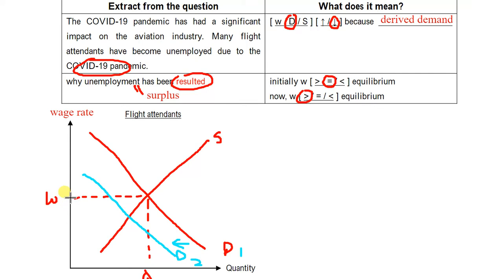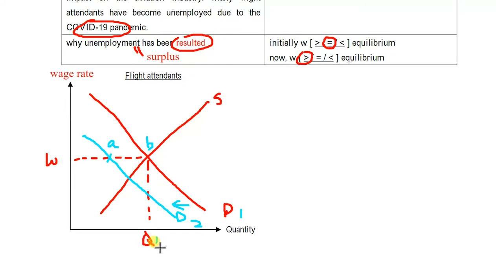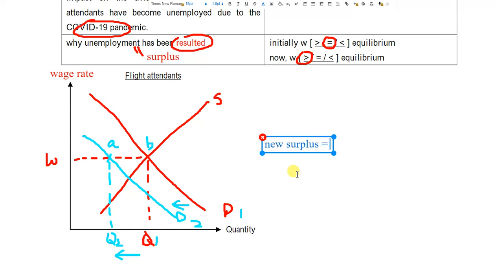We can keep the W here, and if you go from left to right, there are 2 points, A and also B, that you may find. Q2 should be equal to A or B. It must be the smaller one, right? And that's why we have Q2 here. And finally, we should write down the new surplus beside the diagram to explain that we have a new surplus, AB here.